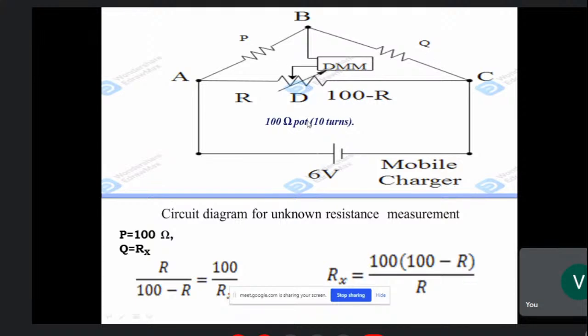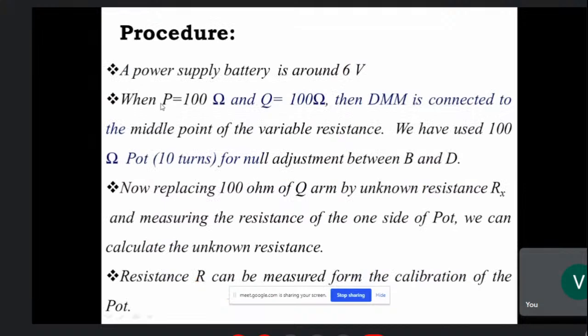With P 100 ohm and Q 100 ohm, the DMM is connected to the middle point of the variable resistance. That means 5 complete turns have been done. If we complete the 5 turns, then only the bridge is balanced. So we have used the 100 ohm pot for null adjustment between B and D.